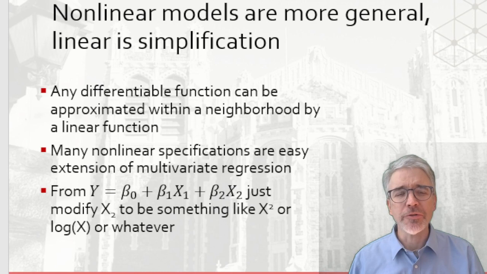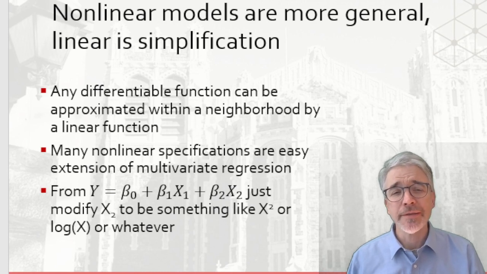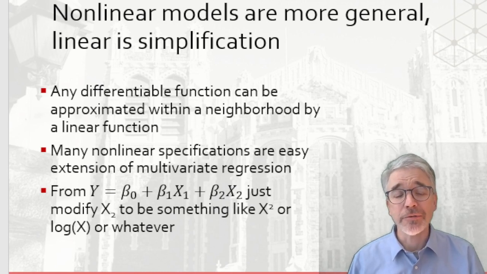Nonlinear models are generically how the world works. Linear is a simplification or an admission that we just don't know that much. It's a first order guess. If you remember the Taylor series from calculus, any differentiable function can be approximated within a neighborhood by a linear function. Not every function in the world is going to be differentiable, but for a variety of cases, we're comfortable specifying the relationship should be smooth. The idea of higher order polynomials just spills right out of the Taylor series idea.